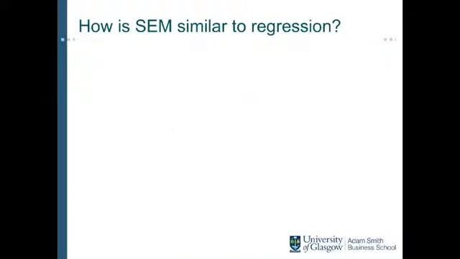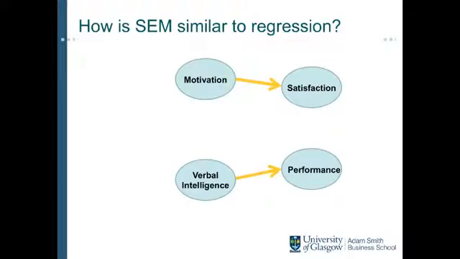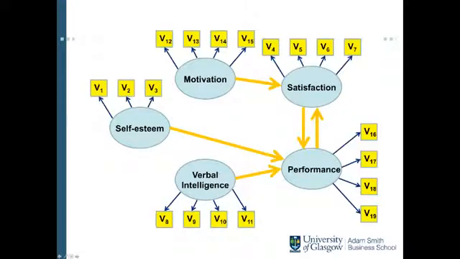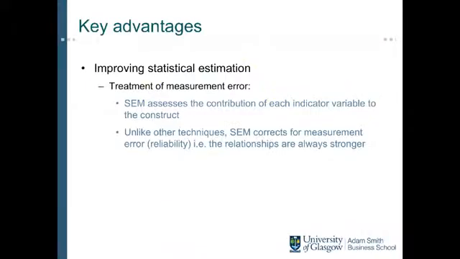SEM is similar to regression because its fundamental purpose is to test relationships between concepts, that is, to verify whether motivation affects satisfaction, or if satisfaction is positively or negatively related with performance. When the properties of factor analysis and regression analysis come together, we get a complete structural equation model.